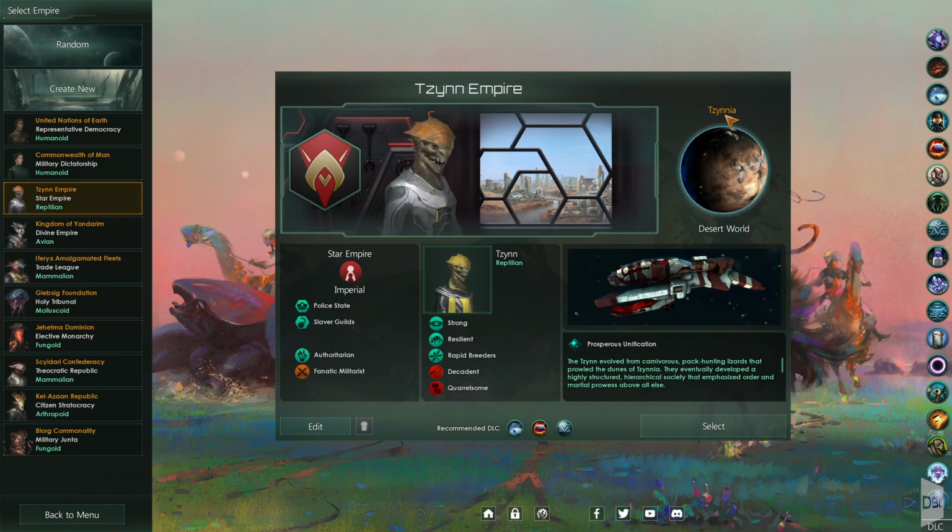Zinnia is the name of their... Oh, it's a desert world. It looks just like my... I had a bearded dragon who was this color.